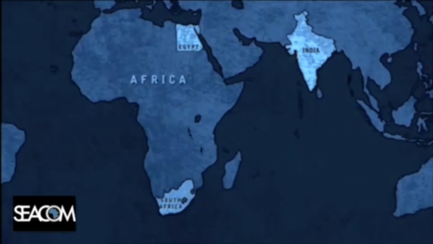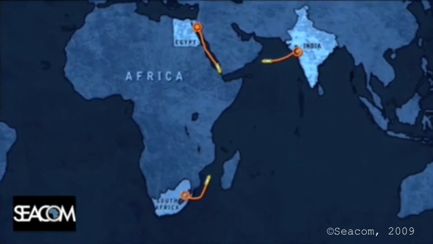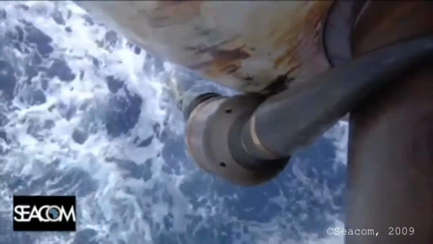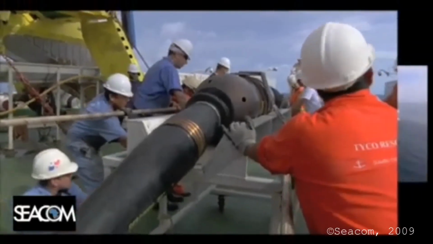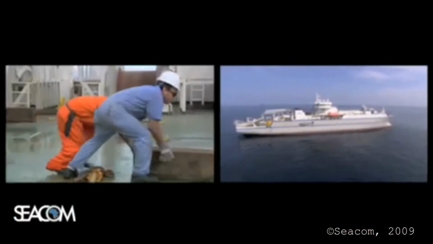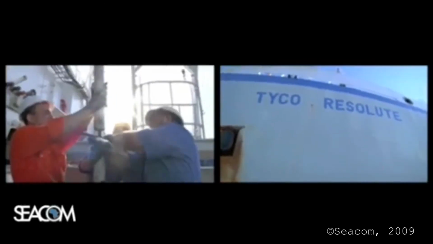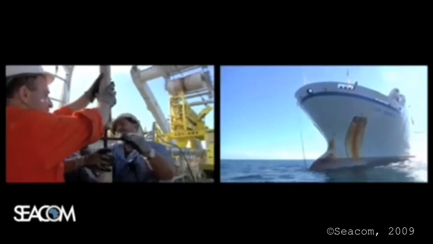Three ships were deployed to lay the CCOM cable. One ship began in Egypt and headed south. A second started in India and worked westward. The third and largest ship, the Tycho Resolute, began in South Africa and traveled north. Tycho Resolute, which is carrying the largest load for us, is just an amazing vessel. Ultimately, it's going to deliver one of the most important pieces of infrastructure for East Africa.